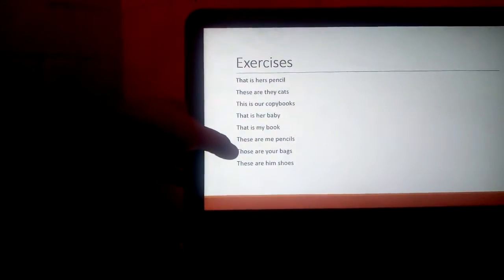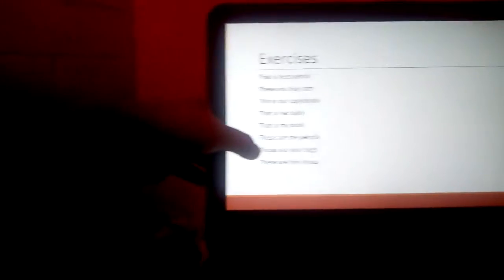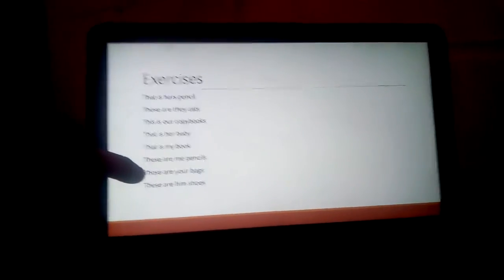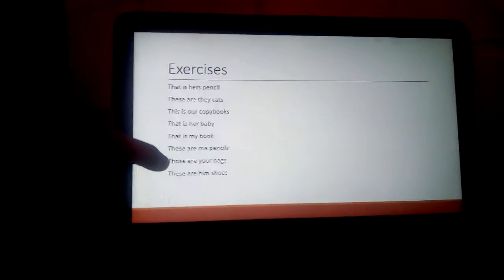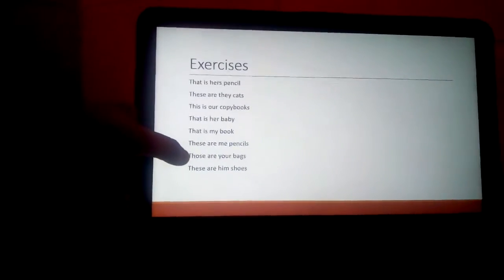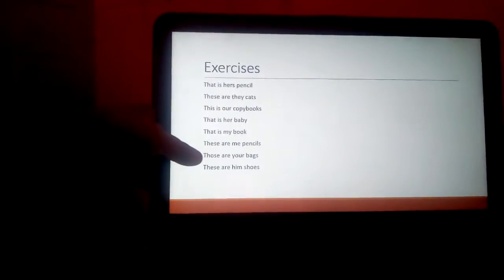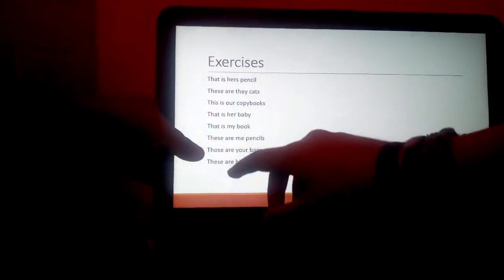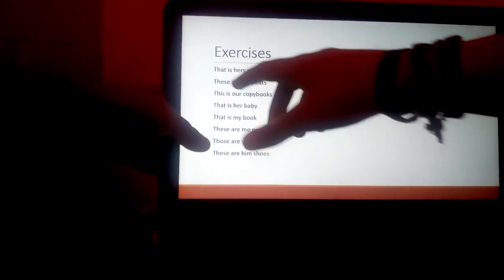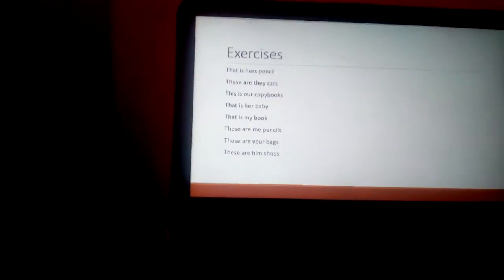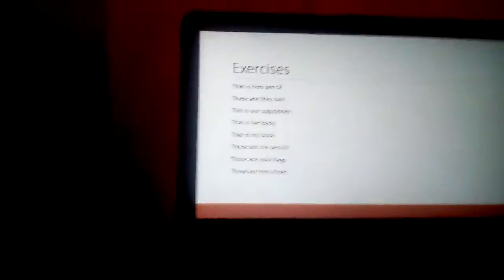Next one. Those are your bags. Is that right or is that wrong? Does it have anything weird or unusual? I'm confused of that words. Because the demonstratives. Okay. So let me show you.